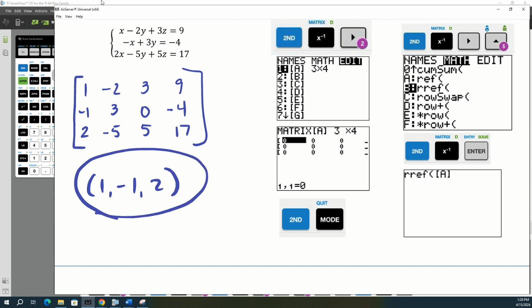Now, on multiple choice questions, a lot of times they don't ask for all three because they know you can plug those answer choices in, and they'll just ask, like, what is the Y for this system? And you would just choose the negative 1, or what is the X? So just make sure you follow the directions.